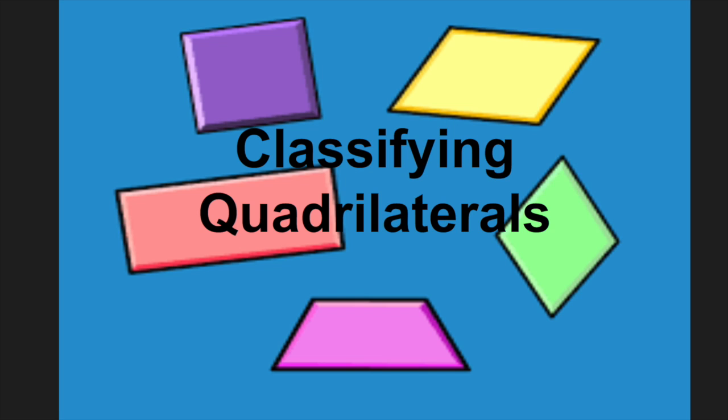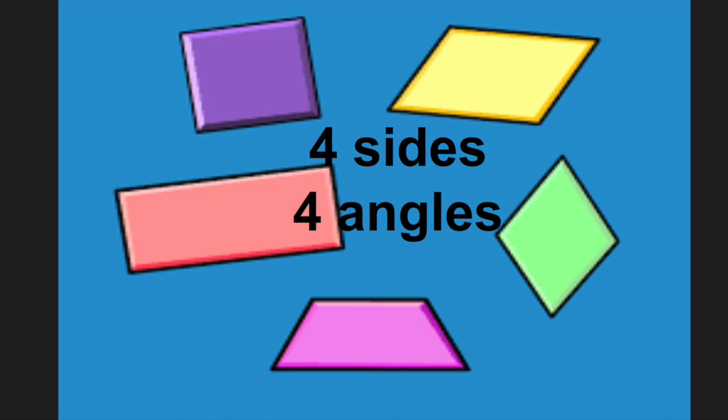Hi, boys and girls. This is going to be our last topic in our geometry unit, which is very exciting. This topic is classifying quadrilaterals. Now, there are many different kinds of quadrilaterals, as you can see in the image here, but it's important to know that all quadrilaterals have 4 sides and 4 angles.